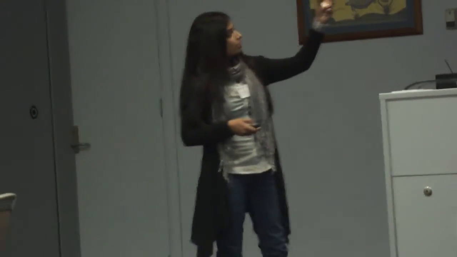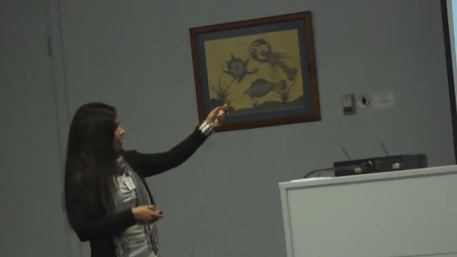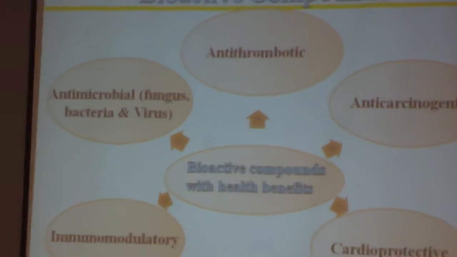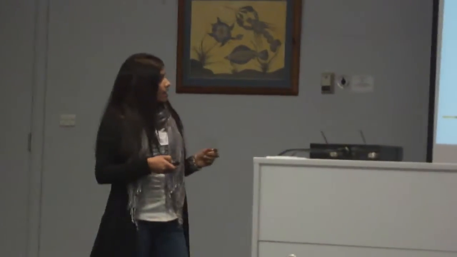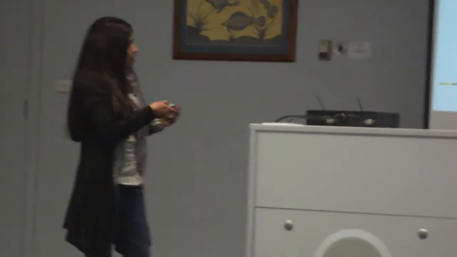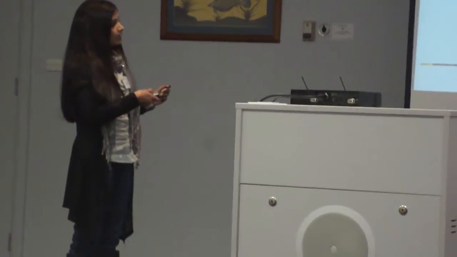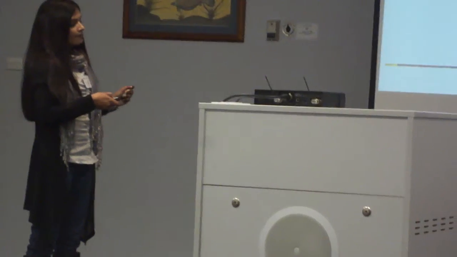So what could be the potential health benefits of bioactive compounds? They are antithrombotic, anticarcinogenic, cardioprotective, immunomodulatory, and antimicrobial. So next, what are these phenolic compounds? Phenolic compounds are chemical compounds having an aromatic ring with one or more hydroxyl groups. They have been classified into phenolic acids, phenolic alcohols, stilbenes, lignans, and flavonoids.